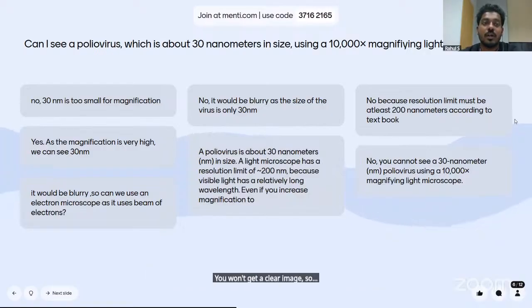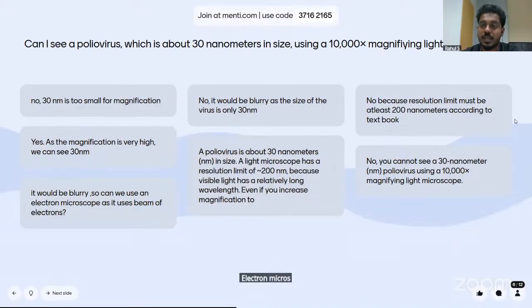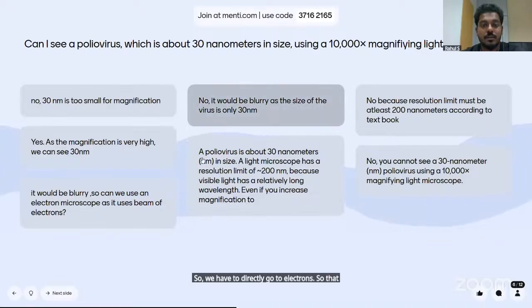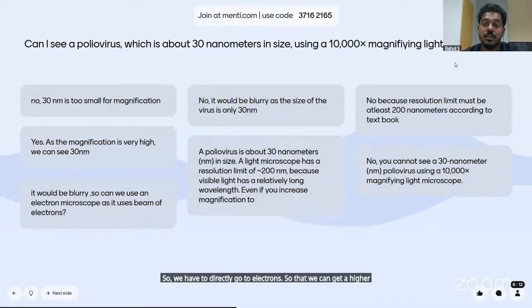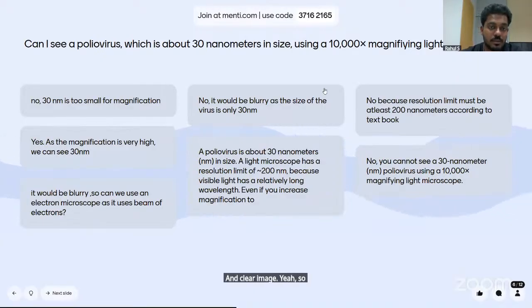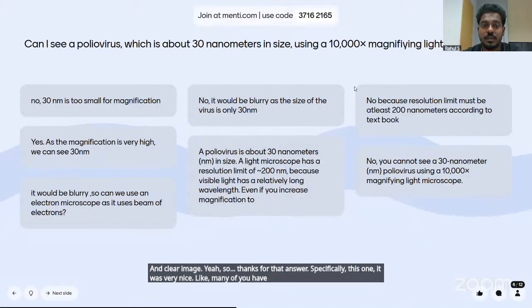So for poliovirus or any object in that size range, we need an electron microscope to see them, right? Because the limitation comes from the visible light which we are using in a light microscope. So we have to go directly to electrons so that we can get a higher resolution and a clear image. Yeah, thanks for that answer. Specifically this one, it was very nice. Many of you have thought in that way, from the perspective of resolution. That is good. Fine.